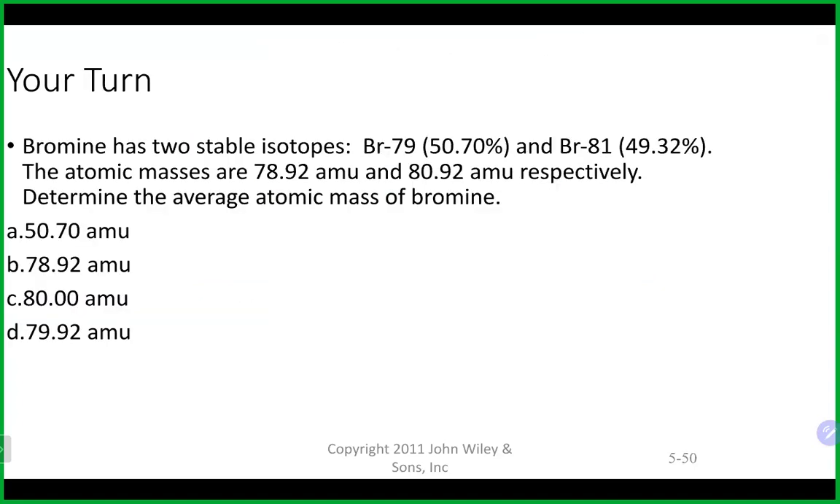All right, so why don't you try one here? Bromine has two stable isotopes: bromine-79, which occurs about 50.70% of the time, and bromine-81, which occurs about 49.32% of the time. The atomic masses for each of them are 78.92 and 80.92 respectively. Determine what the atomic mass is for bromine.